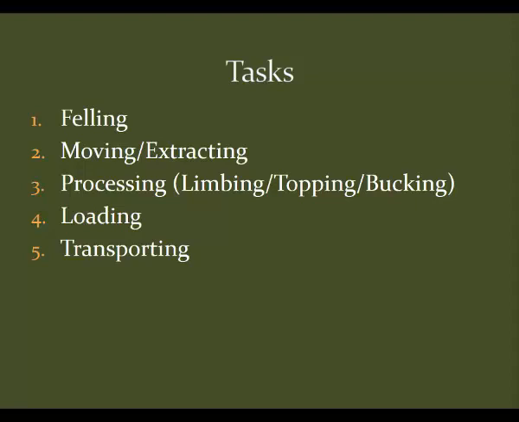Then the third task is to process the tree, so that involves kind of taking the tree and turning it from a whole tree into the bole of the tree, which is usually the part that you're trying to get out of the forest. So that involves cutting off limbs, cutting off the top of the tree that will be too small to process, or bucking up the tree to length. So maybe that's a 16-foot length or a 32-foot length that you're trying to create boles out of.